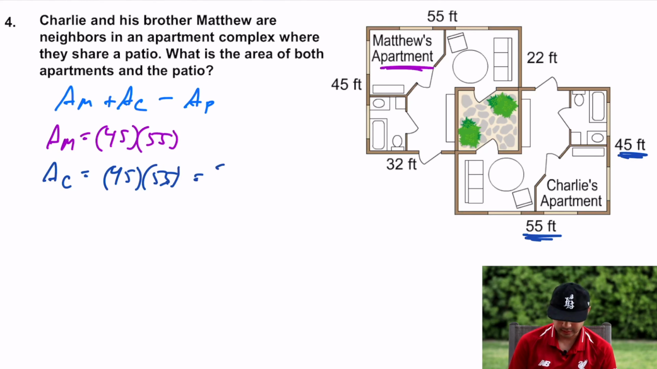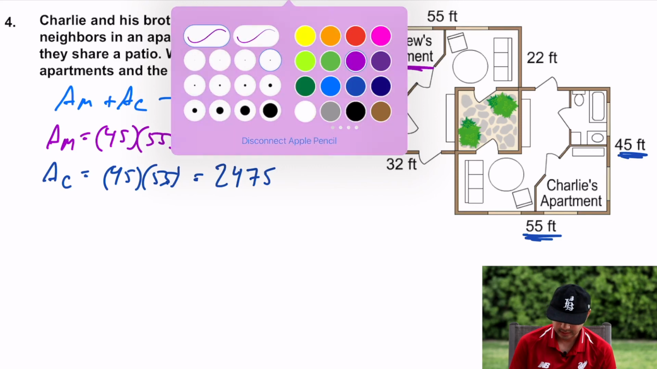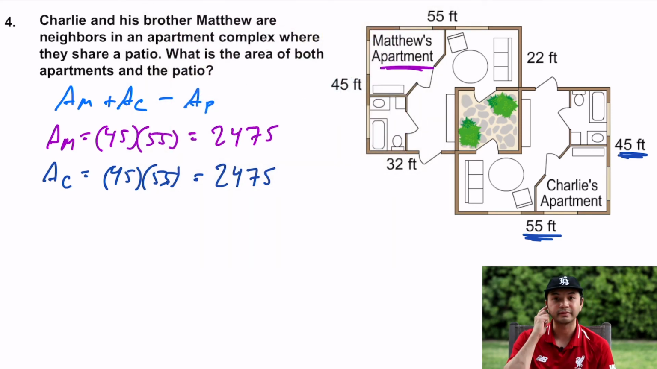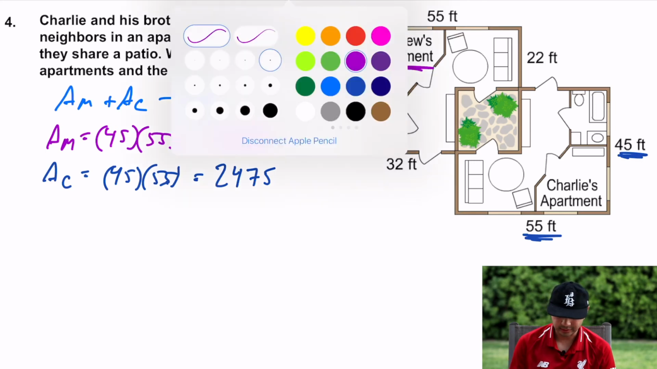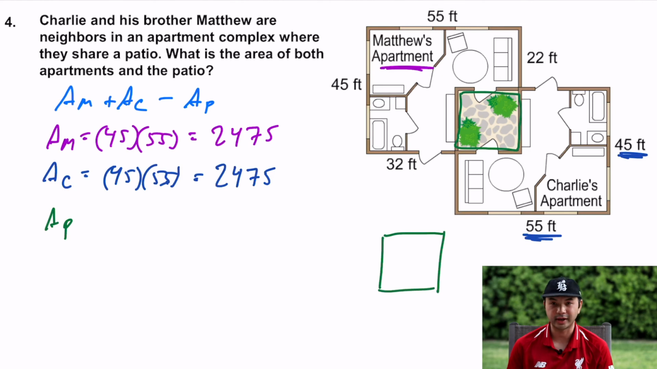So that is 2,475, and since they're the same dimensions, that's going to be the same for Matthew. So that's 2,475. Okay, so now the hard part is to find the area of the patio, because I have to find the actual dimensions of the patio before doing anything. So let's take a look at this patio right here. Maybe it's kind of hard to see, so I'm going to redraw it down here.